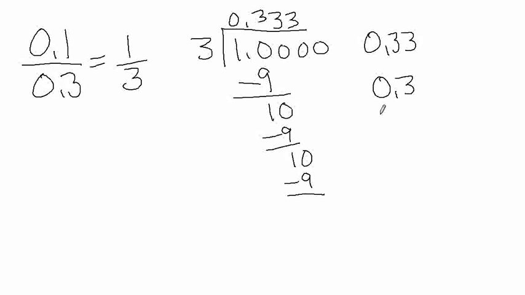Okay? Another thing you could do is the following. You could put a bar above the pattern that's repeating. So we have just the single number 3 repeating. So 0.3 with a bar over it is equivalent to 1/3. It's the exact answer. It's a representation of the exact answer.